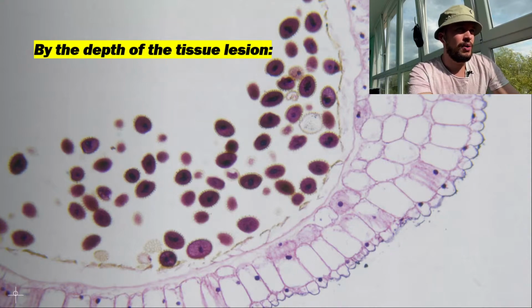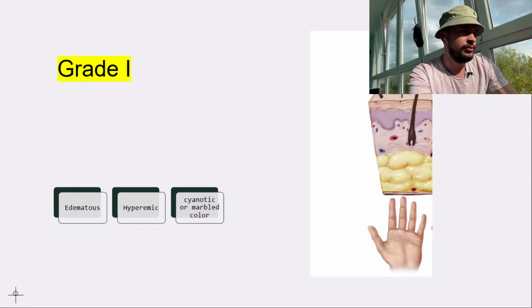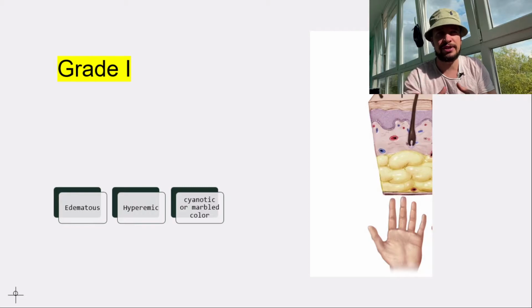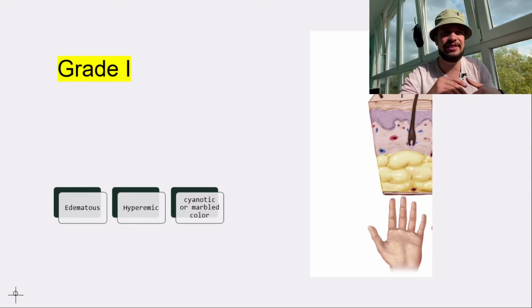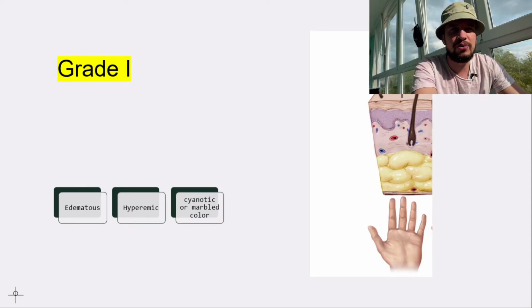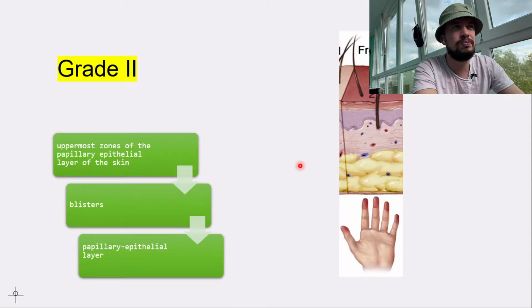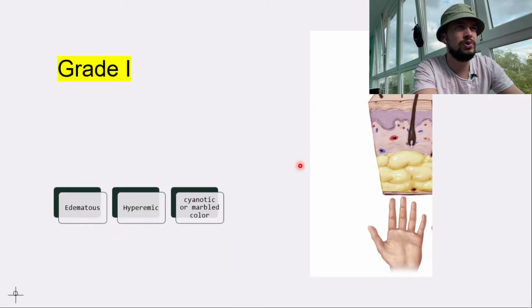By the depth of the tissue lesion, what happens in the first grade? The skin in the affected areas becomes pale, hyperemic, with a cyanotic or marbled color. In frostbitten tissues, itching and pain are noted, and necrosis does not develop. You see normal tissue. In the next, normal.